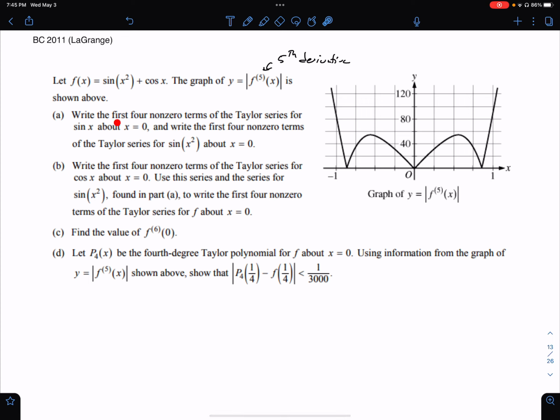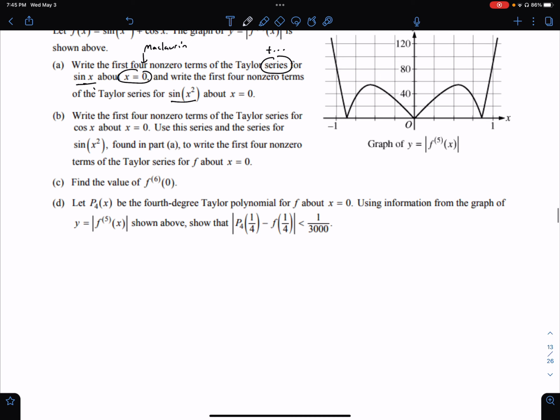So for part A, they want us to write the first four non-zero terms of the Taylor series. We see the word series here. We're going to need that plus dot dot dot for sine of x about x equals 0. That's nice because this is telling us it's going to be a Maclaurin, so we can use our substitutions. We're going to use that to find sine of x squared. So let's go and do that.